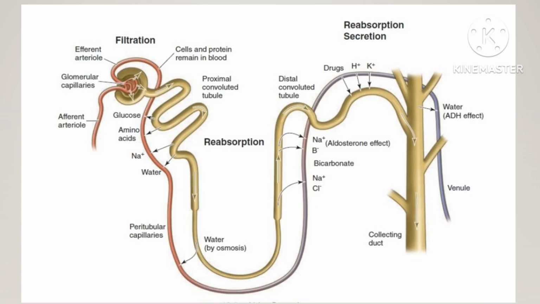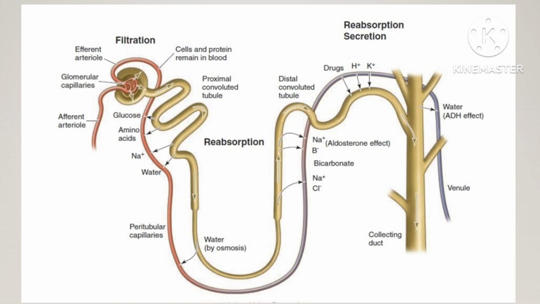Here you can see the diagrammatical representation of formation of urine in the nephrons. The blood will enter into the Bowman's capsule through the afferent arteriole and will get filtered by diffusion process through glomerular capillaries. The remaining cells and protein will be passed through the efferent arteriole out from the Bowman's capsule.